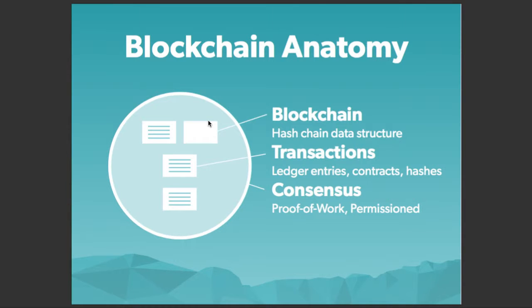Second, we have transactions that can go into the block. In most cases, with Bitcoin and Ethereum, these are ledger entries and contracts. But we're going to talk about putting hashes, which are essentially fingerprints of data, into the block. And finally, the most important part of this anatomy is the consensus model. This is what wraps the data structure and the transactions, and it provides the confirmations and validation of the blockchain and its transactions.